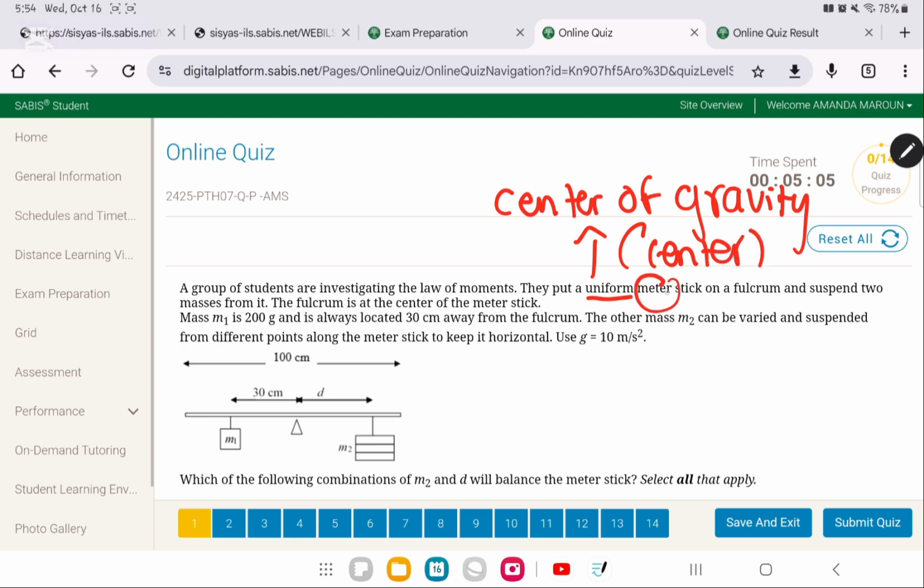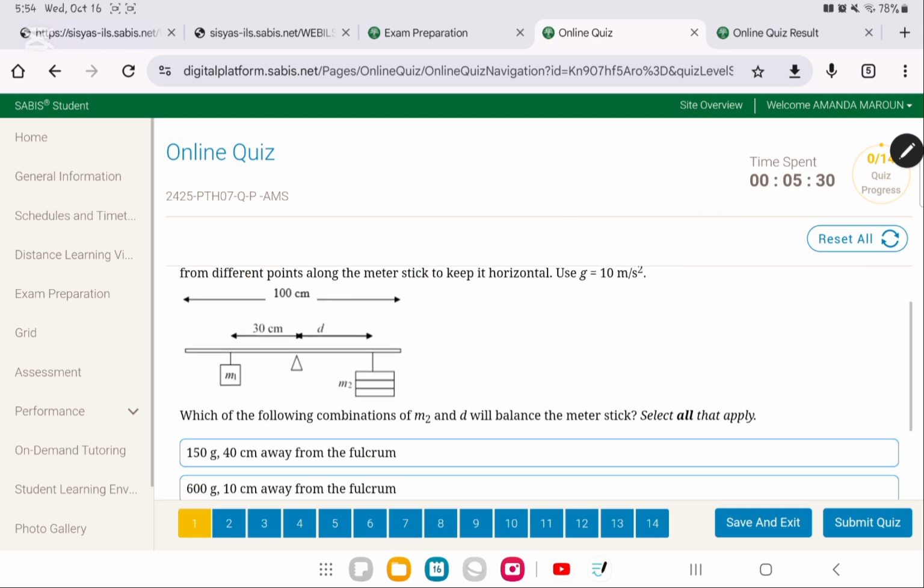They put a uniform meter stick. Meter stick means that it is 1 meter or 100 centimeters, on a fulcrum and suspend two masses on it. The fulcrum is at the center of the meter stick. Mass 1 is 200 grams and is located 30 centimeters away from the fulcrum. And the other mass, mass 2, can be varied and suspended. They told us to use g is 10 meter per second squared. They want us to find the combinations that will balance the meter stick.